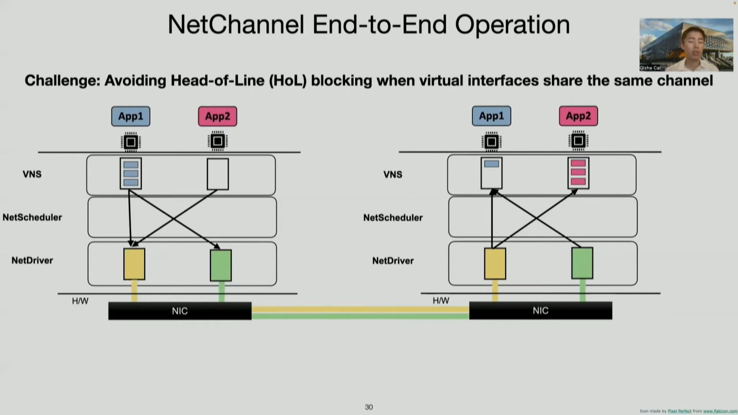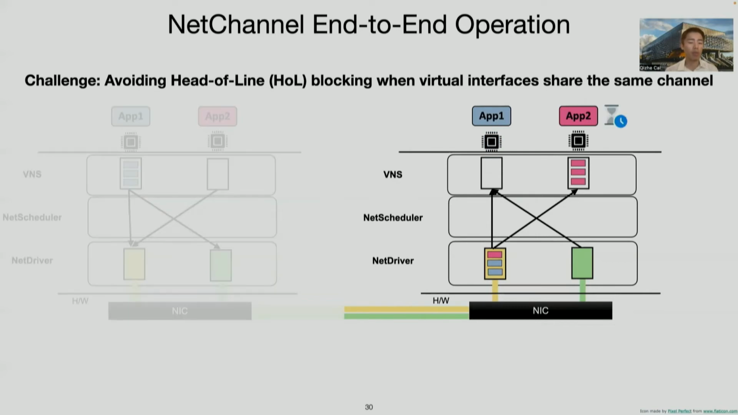Consider the following scenario at the receiver side. Say that the application 2 virtual socket buffer is full, for example, if the application is busy with some other processing. Due to this, the packet at the head of the channel cannot be dequeued. As a result, application 1's packets are head-of-line blocked behind application 2's packet, despite the fact that application 1's virtual socket has free space.